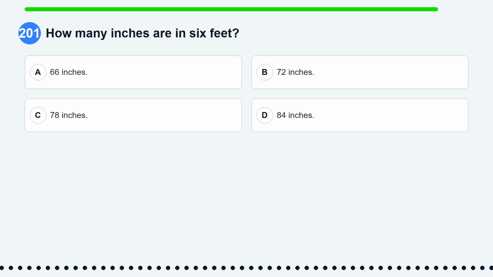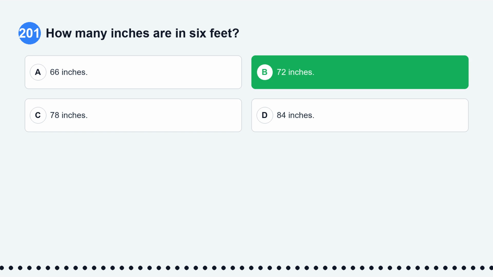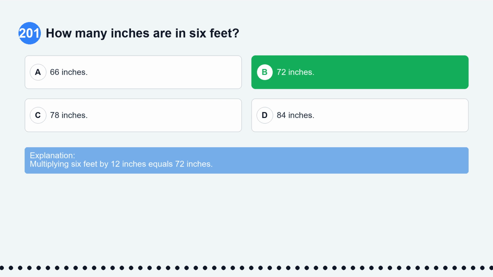Question 201. How many inches are in 6 feet? Option A, 66 inches. Option B, 72 inches. Option C, 78 inches. Option D, 84 inches. The correct answer is option B, 72 inches. Multiplying 6 feet by 12 inches equals 72 inches.